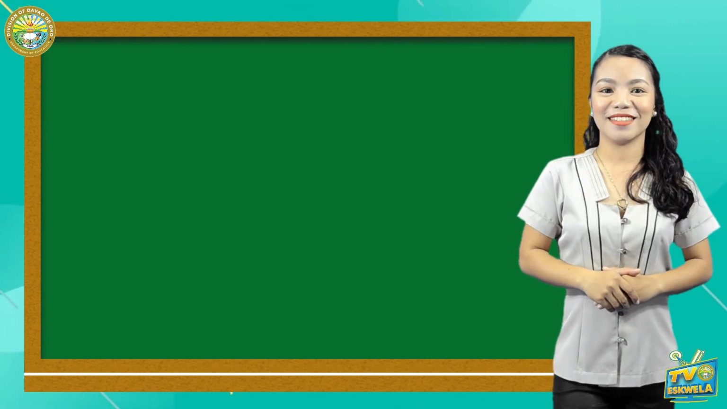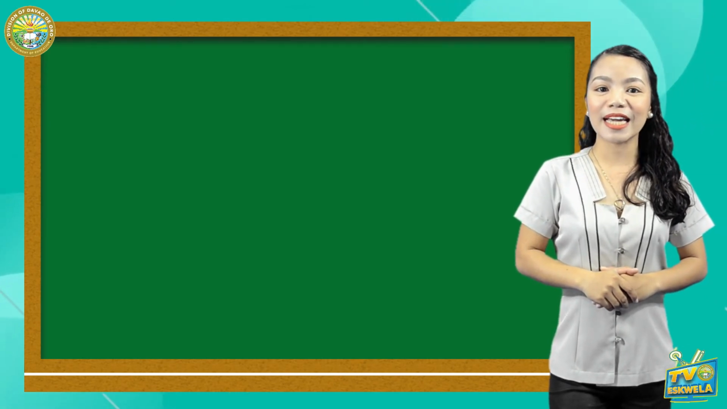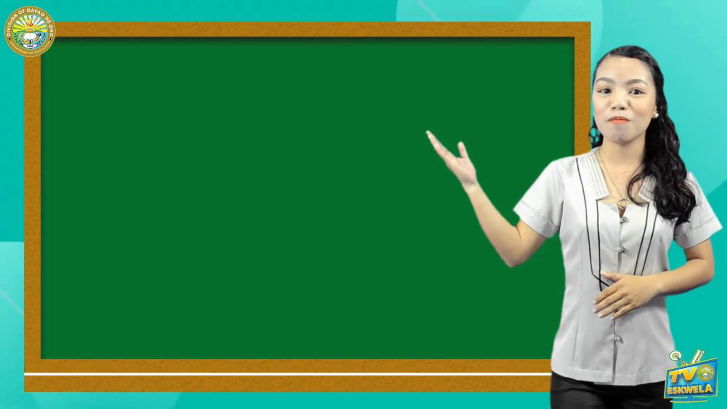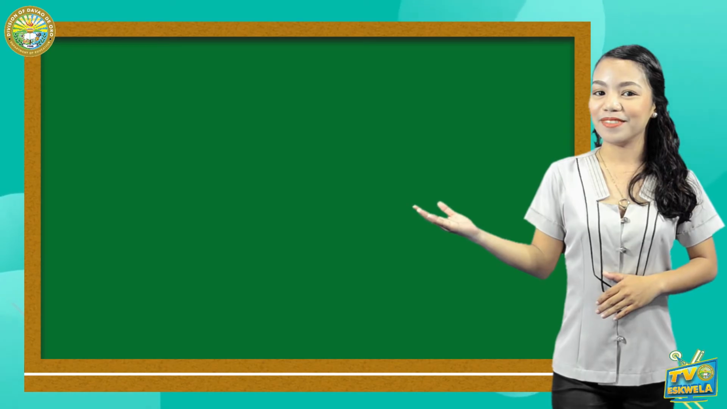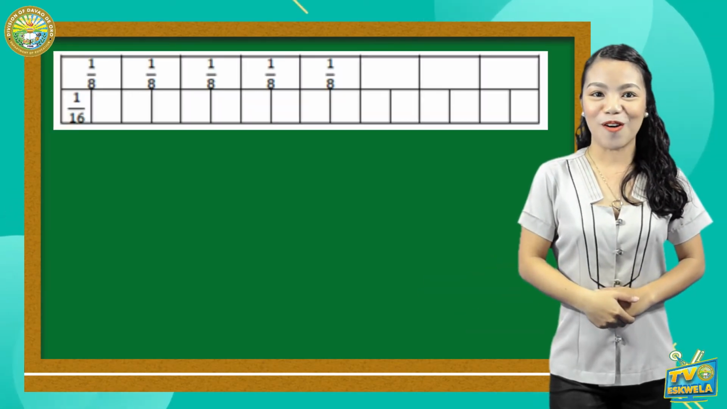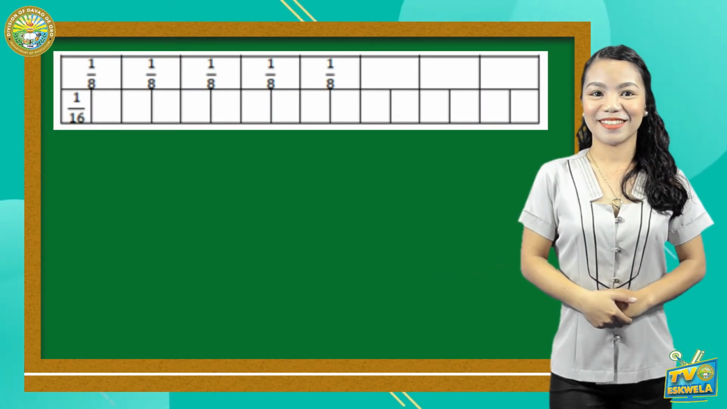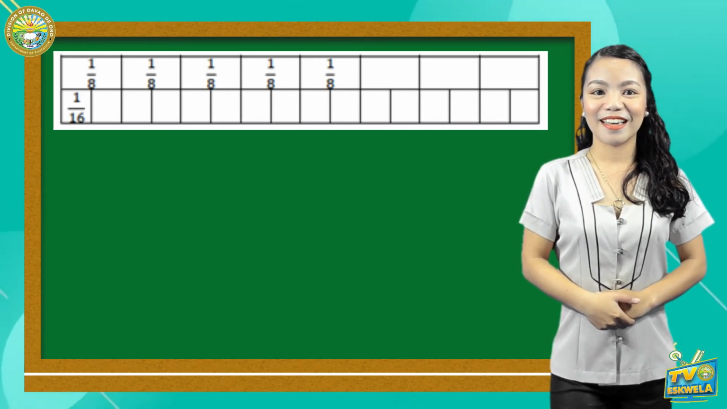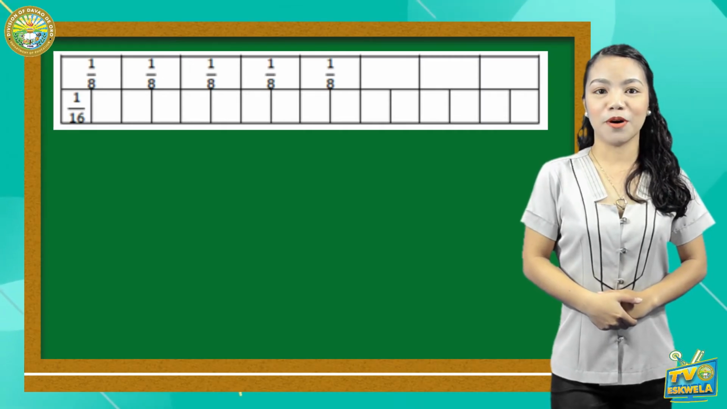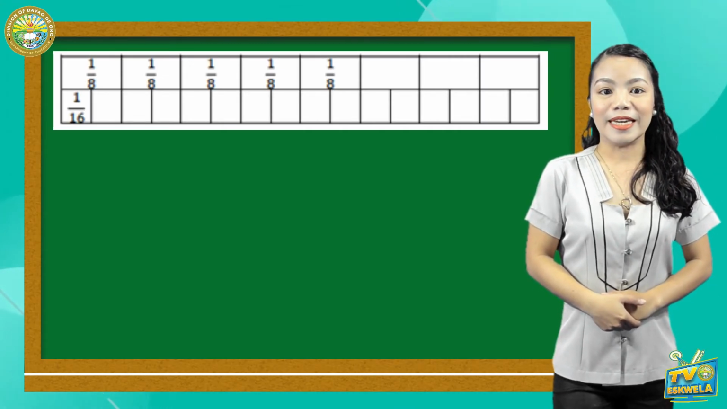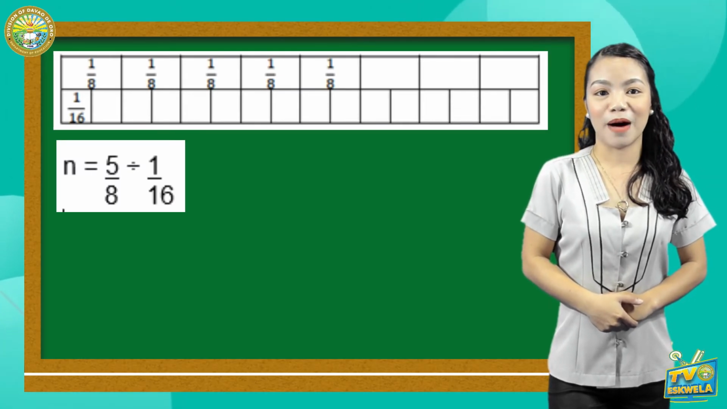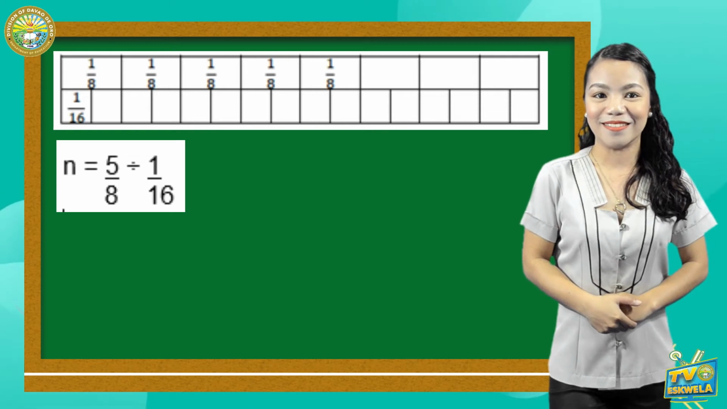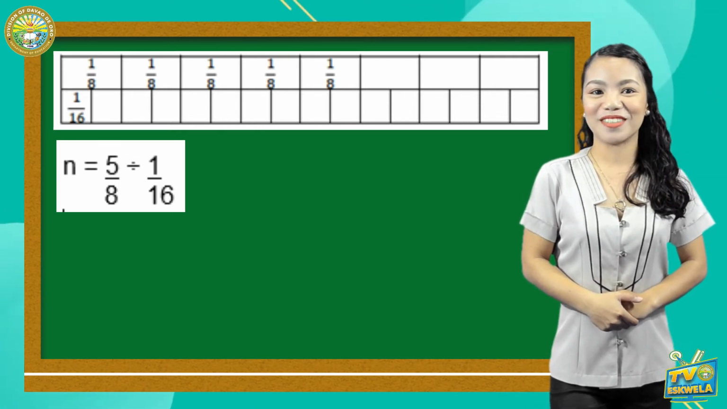Example 1. I will give you 10 seconds to look at the visual model and find out its division problem. Time starts now. The division problem on the given visual model is n equals 5 over 8 divided by 1 over 16. Let's solve.